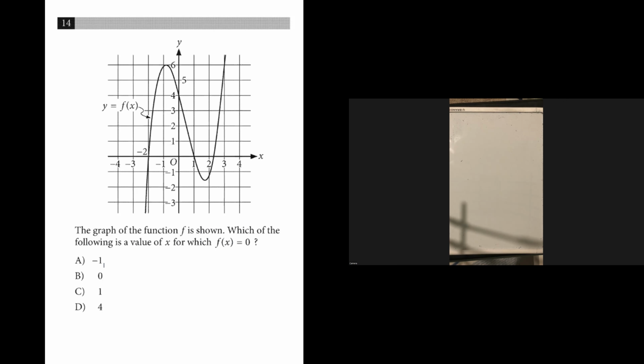When x is equal to 4, y is equal to a very large number, because these are x values. These are not y values. What you might have thought is these are y values, in which case when y equals 4, x is equal to 0. But these are actually x values.